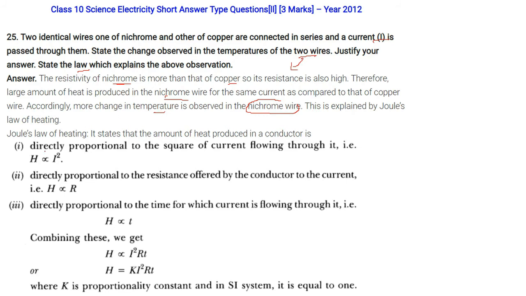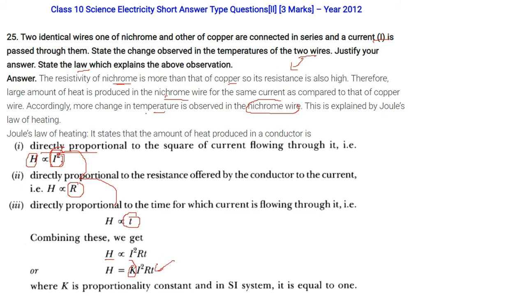Joule's law of heating states that the amount of heat produced in a conductor is directly proportional to the square of the current flowing through it, directly proportional to the resistance offered by the conductor, and directly proportional to the time for which the current flows. Combining, H is directly proportional to I squared R t. We remove the proportionality sign by taking a constant K, the proportionality constant, and this is the expression.